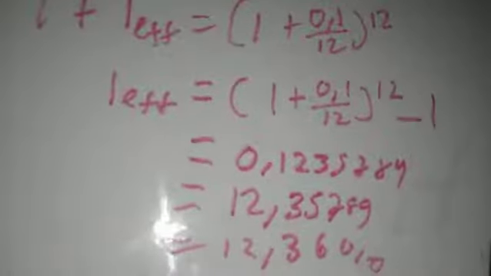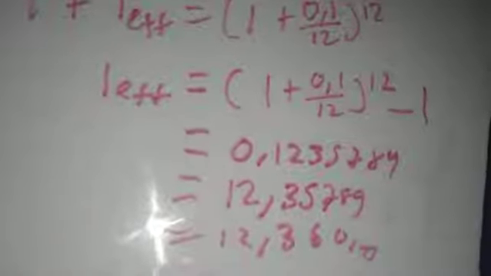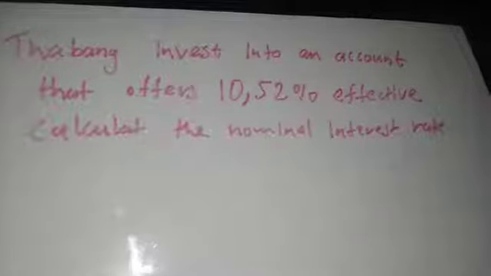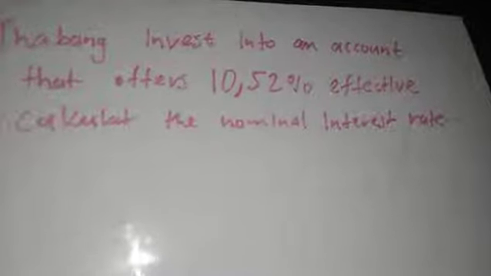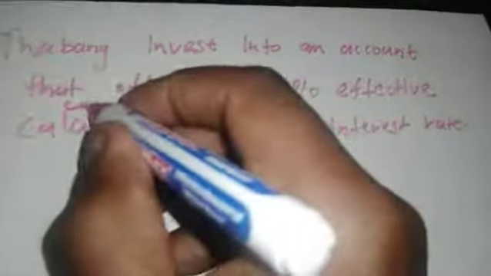So we calculated the effective when we're given the nominal. Now I'm going to show you how to calculate the nominal when you're given the effective. So here is a scenario. Tabang invested into an account that offers 10.52% effective, right? And let's just say it's compounded monthly.